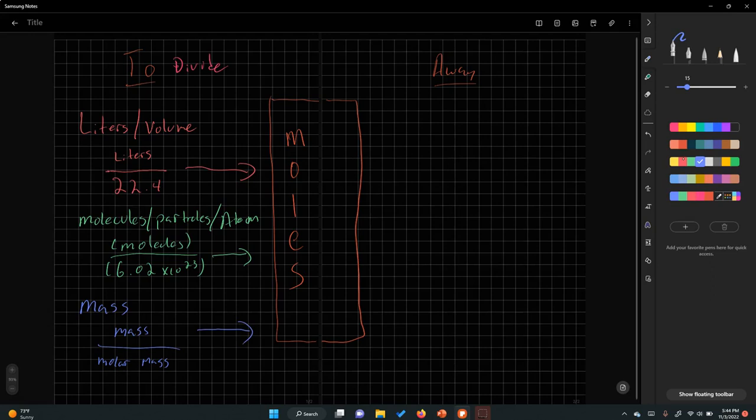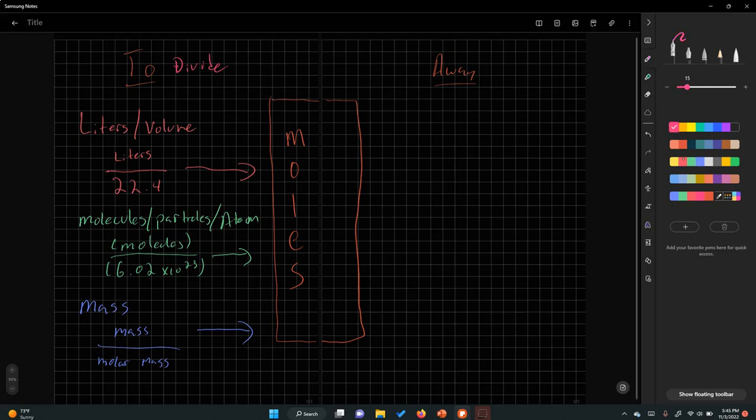Whether it be a one-step problem or a two-step problem, if it's a one-step problem, you divide by whatever that number is, and boom, you have your moles, you have your answer. If it's a two-step problem, you still have to divide first. Based on what you have determines what you divide by. You start with liters, you divide by 22.4. You start with molecules, you divide by 6.02 times 10 to the 23rd. And you start with mass, you divide by the molar mass.